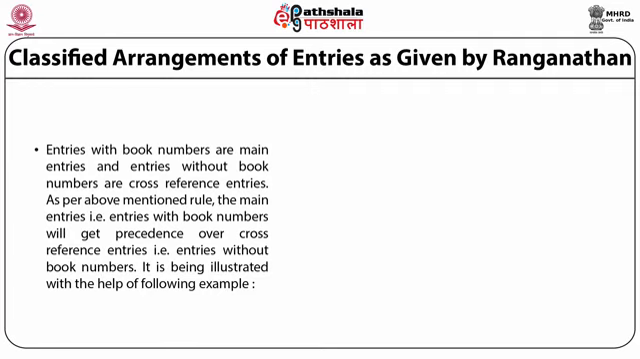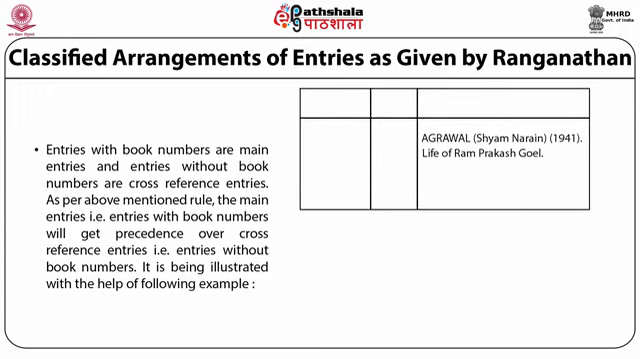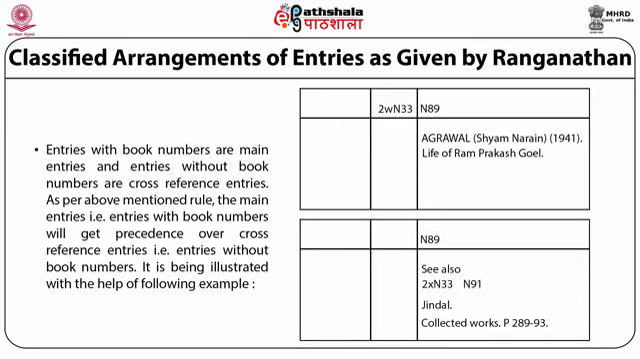It is being illustrated with the help of the following example. Here two entries are exhibited. In the first entry, the leading section contains the call number, that is, class number plus book number. In the second entry, the leading section contains only the class number.